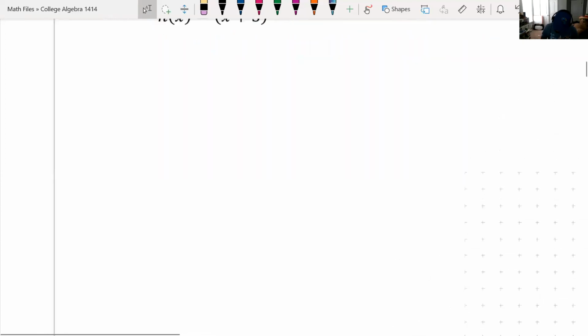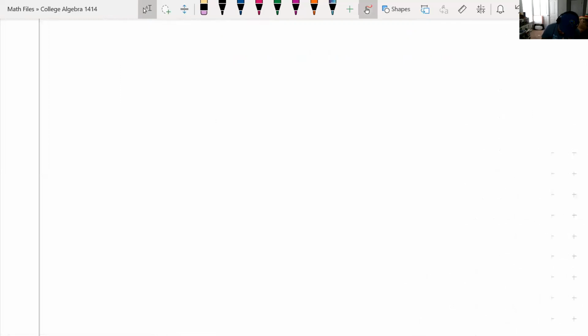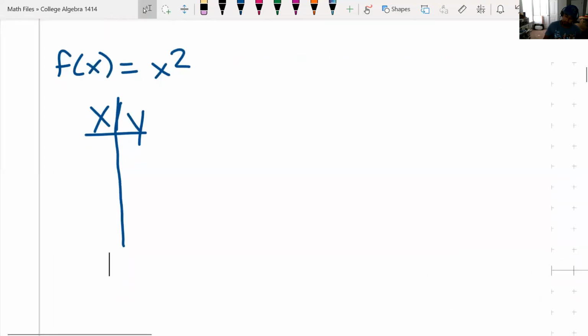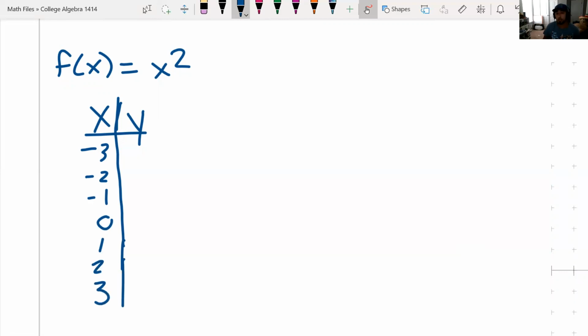Where can I put it? Right here, I guess. Keep it level. So for f of x equals x squared, my XY chart, I want some information, so let's go from -3 to 3. -3, -2, -1, 0, 1, 2, 3. Plug all those into x squared and we'll get 9, 4, 1, 0, 1, 4, 9.